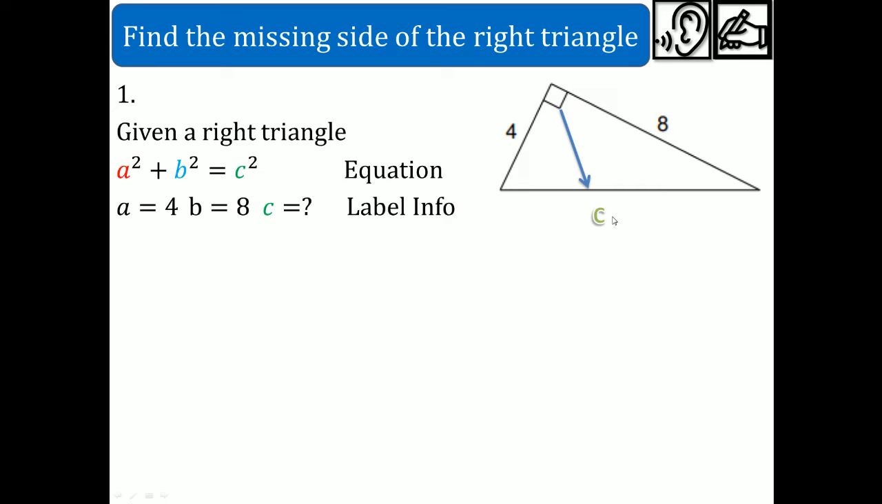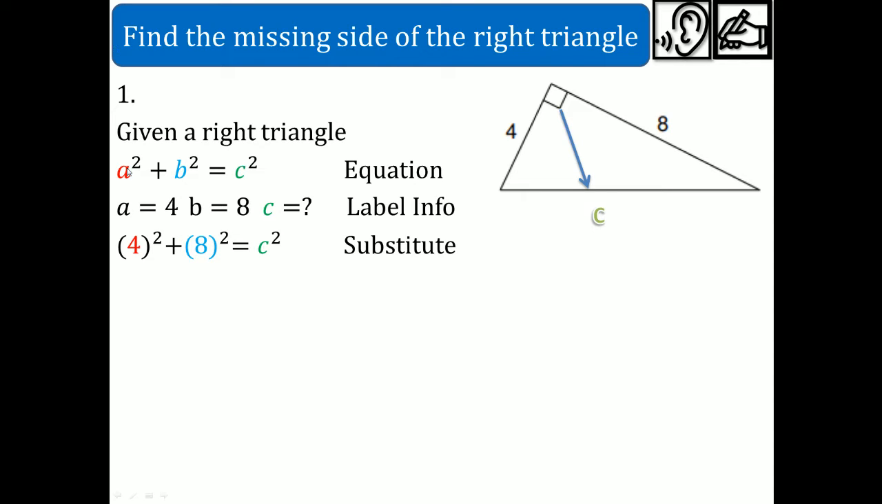So in this case, a is equal to 4, b equals 8, and c equals our unknown. Okay, b could be 4, a can be 8, it doesn't matter, they just have to represent the sides. But c is our hypotenuse, which is the side opposite that 90 degrees. Okay, make this substitution in. 4 squared plus 8 squared equals c squared.